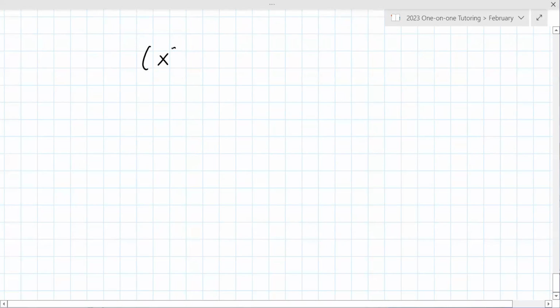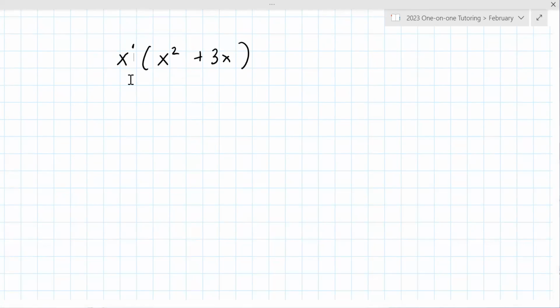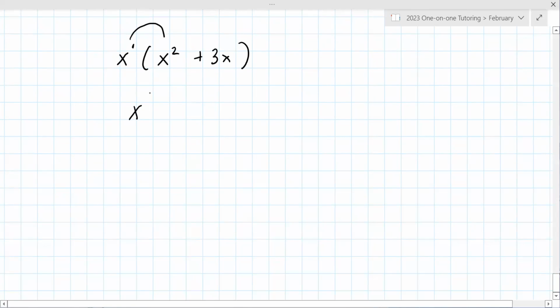So let's say it's x squared plus 3x in parentheses, and you multiply everything by an x. You kind of asked me this earlier. When you multiply and the bases are the same, you add the exponents. So when you multiply x times x squared, you add the exponents, so it becomes x cubed. Then you take the x and multiply by the 3x. It just affects the x, so it's 3 times x to the 1 plus 1 power, 3x squared.